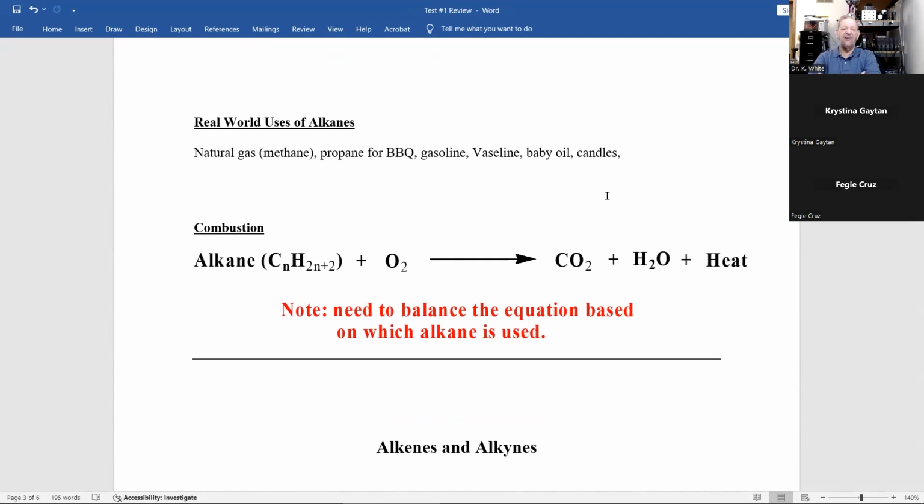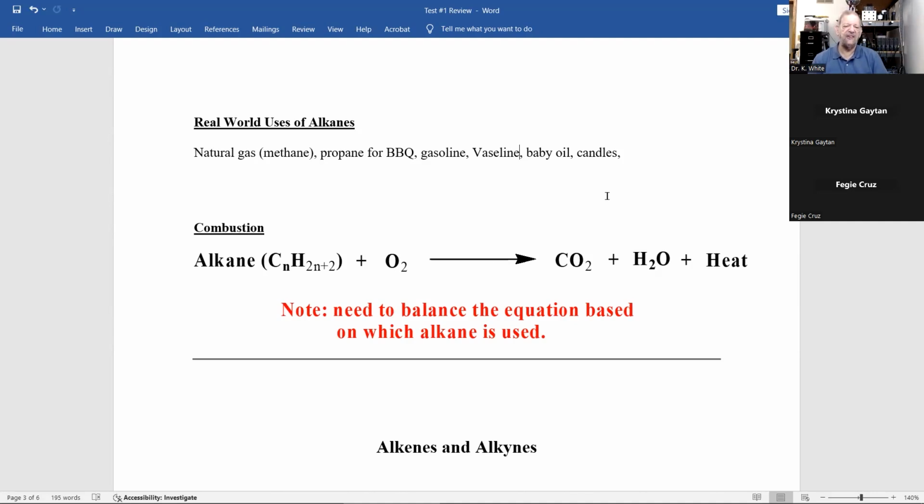And if we think about alkanes, where do you find them? You can find them in natural gas, which is methane. Propane is the stuff in the white tanks for your barbecue. When you go to a gas station, the gasoline is a very complex mixture, and a lot of that mixture are alkanes like octane. Vaseline is longer chain alkanes. Baby oil are long chains, and candles, which are made up of 50% paraffin wax, are very long chain alkanes.